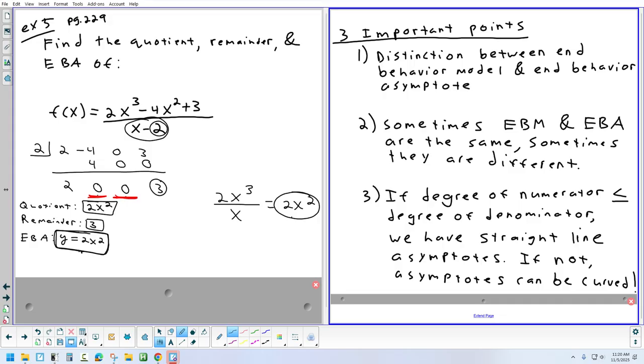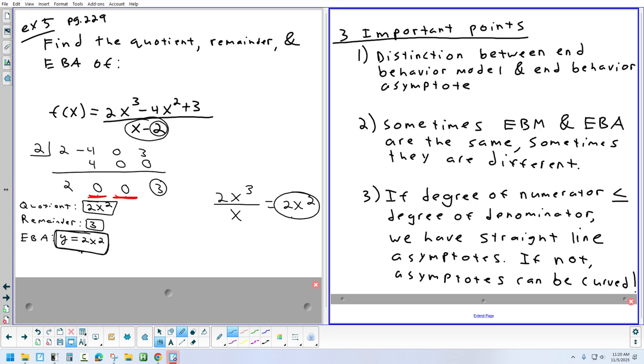So when the degree in the top is less than or equal to the degree of the denominator, you will always have the kind of asymptotes we dealt with yesterday. Those are straight line asymptotes, vertical and horizontal. Now we're getting into problems where the degree in the numerator can be bigger. And if you look at the difference between the degrees, that tells you how complicated of an asymptote you're going to have.